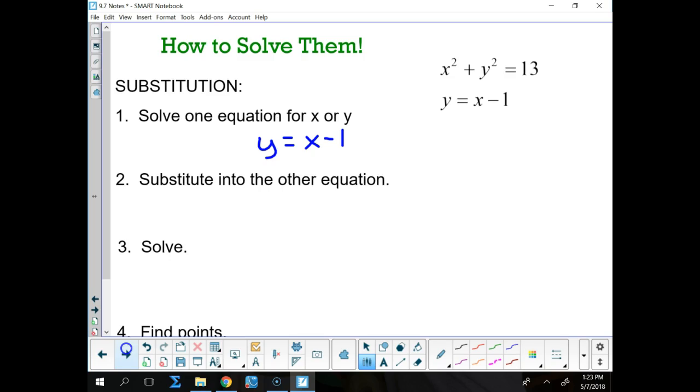Then, step 2. I'm going to substitute that back into my other equation. So this is going up here, easy for me to write, and it's going in for y. So that becomes x squared plus quantity x minus 1 squared equals 13.